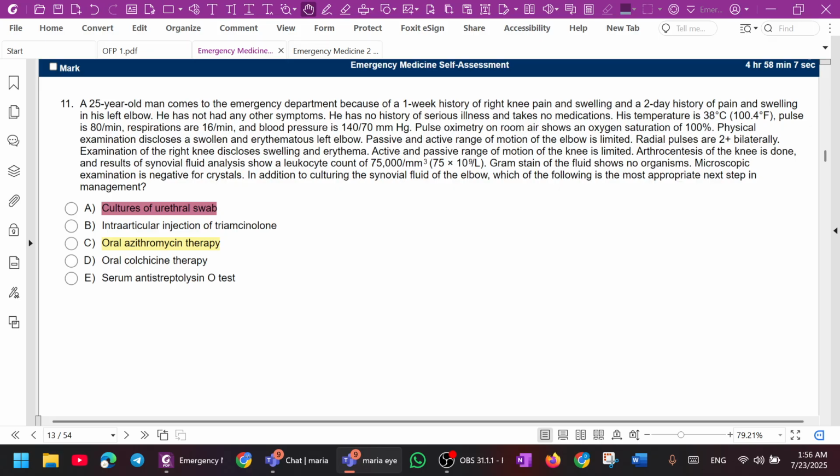Serum anti-streptolysin O test can be used to diagnose rheumatic fever, which presents with fever, arthritis, nodules, erythema marginatum, pancreatitis, Sydenham chorea, following a strep infection. This patient is presenting only with oligoarthritis, making gonococcal infection more likely. Next.